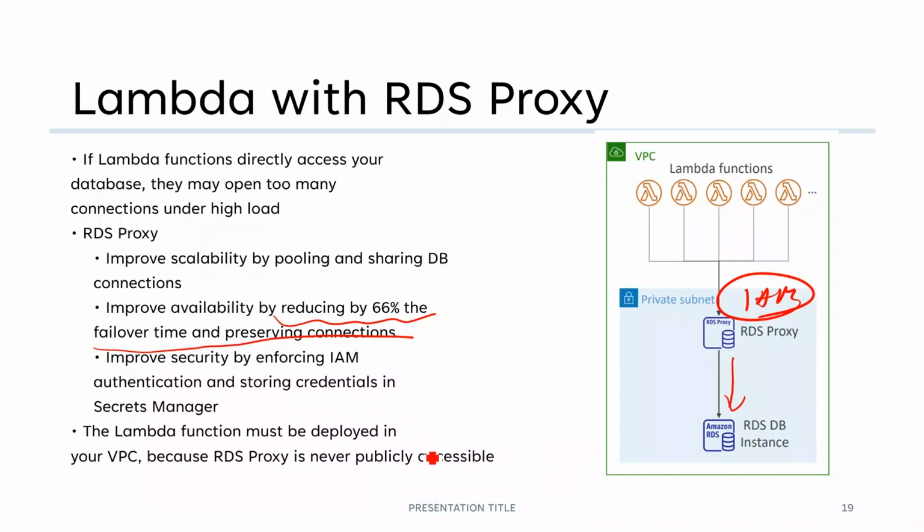Lambda functions must be deployed in your VPC because RDS proxy is never publicly accessible. So you have to create your own VPC. If your RDS instance and your RDS proxy are in a private subnet, then your Lambda function must also be in that VPC, so that it will be able to access your RDS proxy, right? Simple as that. So I think that should be enough explanation.